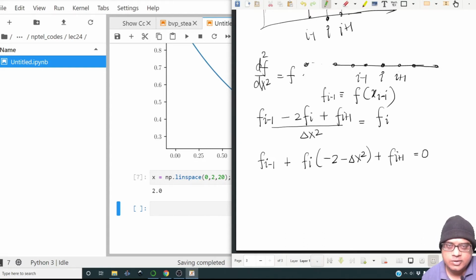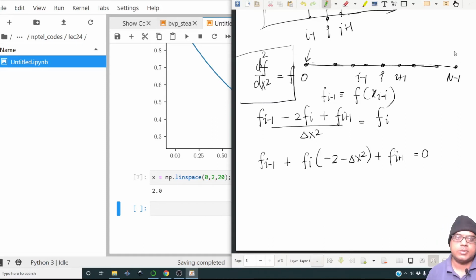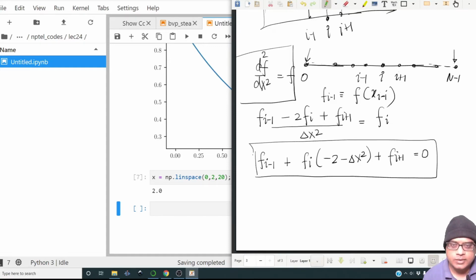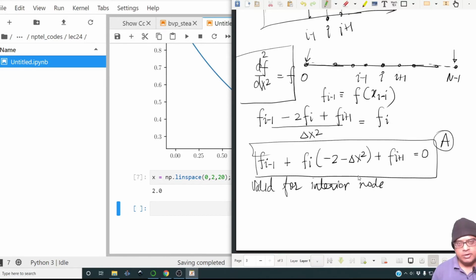You have many nodes and here is 0, and here you have n minus 1. So now this particular discretization, let me call it A. This is valid for the interior nodes, because we must treat the boundary conditions a bit differently, in the sense that I know that f of 0 is equal to 1 and df/dx at x equal to 2 is going to be 0.